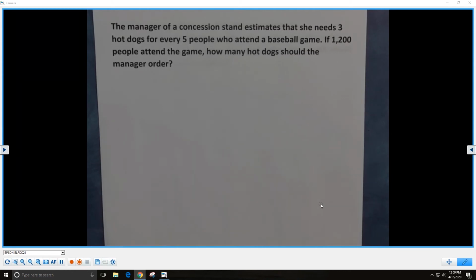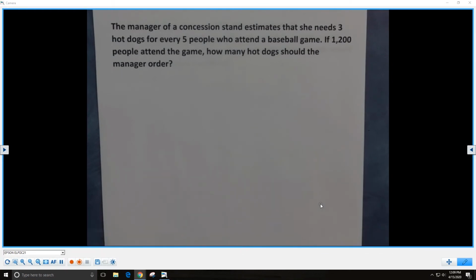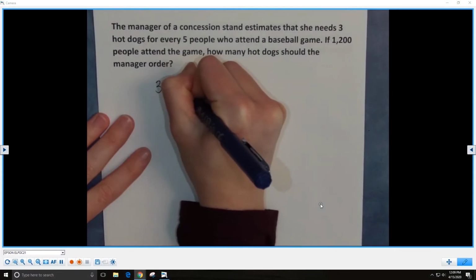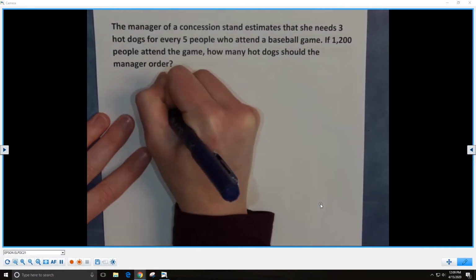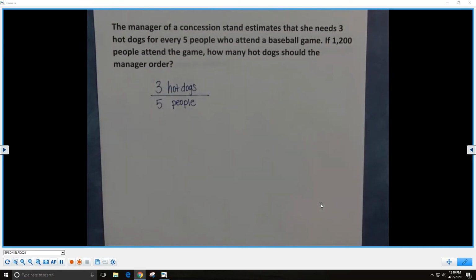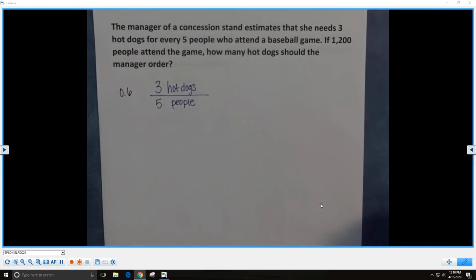The problem tells us that the manager needs 3 hot dogs for every 5 people. Well, that's a ratio. Go ahead and write the ratio of hot dogs to people and then check with mine. Okay, your ratio should be 3 hot dogs for every 5 people. All right, good job. So can we reduce that fraction? No. What can we do? Right, we could change it into a decimal. It is 6/10, or we can just leave it the way it is.